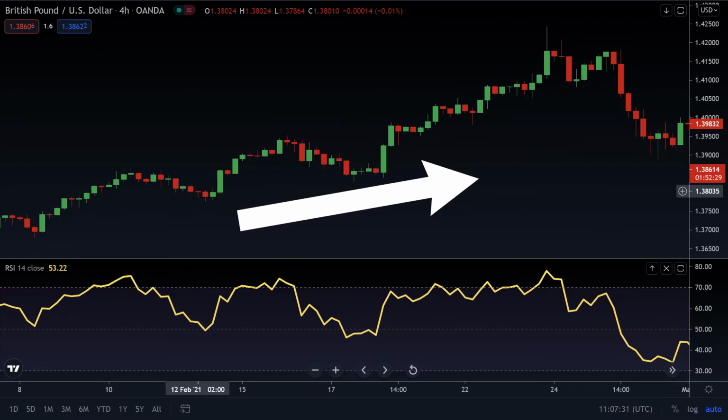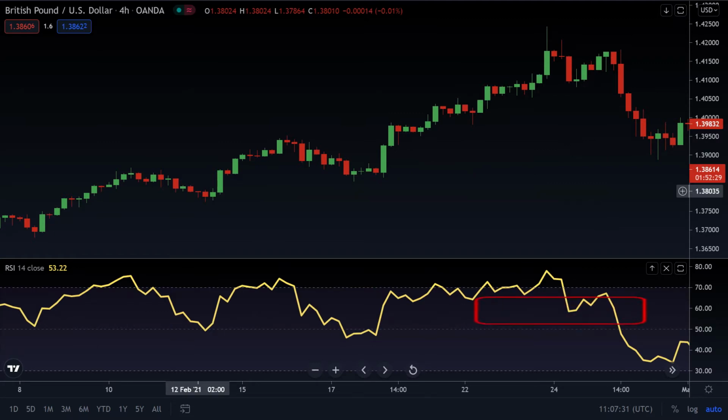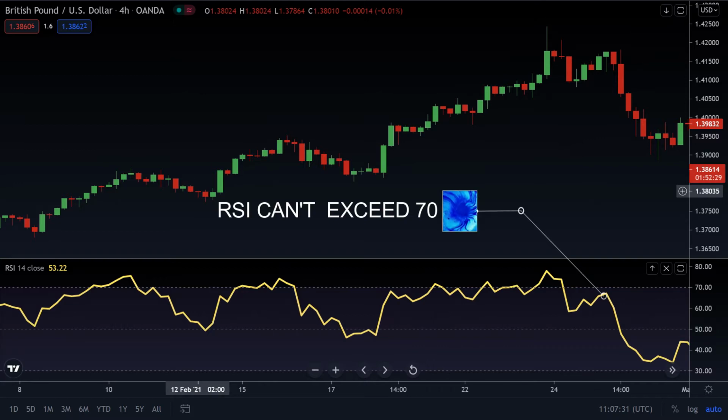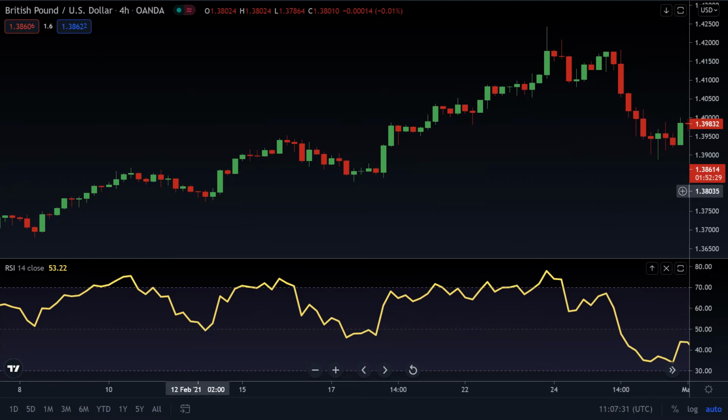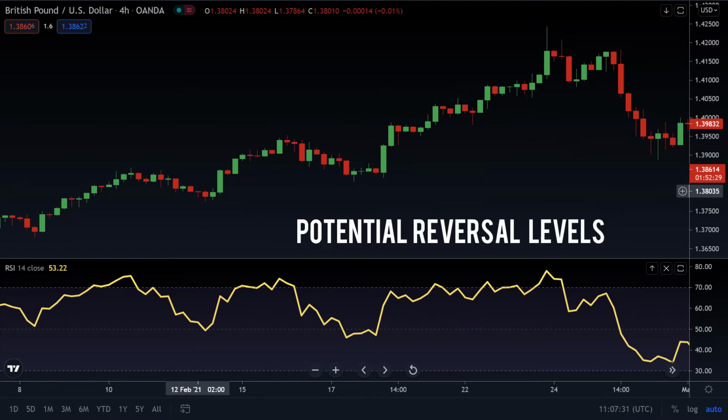RSI values may fall into a band or range during trends. During an uptrend, the RSI should be over 30 and close to 70 on a regular basis. The RSI rarely exceeds 70 during a downtrend, while the indicator typically falls to 30 or lower. These rules can help you gauge the strength of a trend and identify potential reversals.